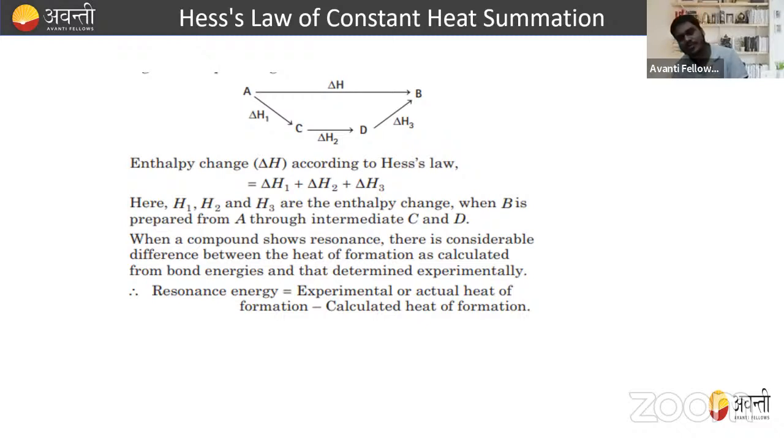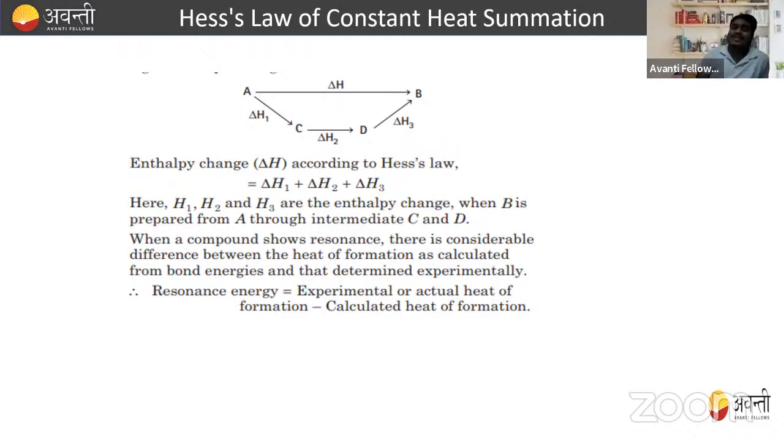Either we'll go directly from A to B, or we go through C and D to B, right? So according to Hess's law, delta H, whether the reaction takes place in one step, or we have delta H1, delta H2, and delta H3, they all remain the same. Delta H is equal to delta H1 plus delta H2 plus delta H3, right?